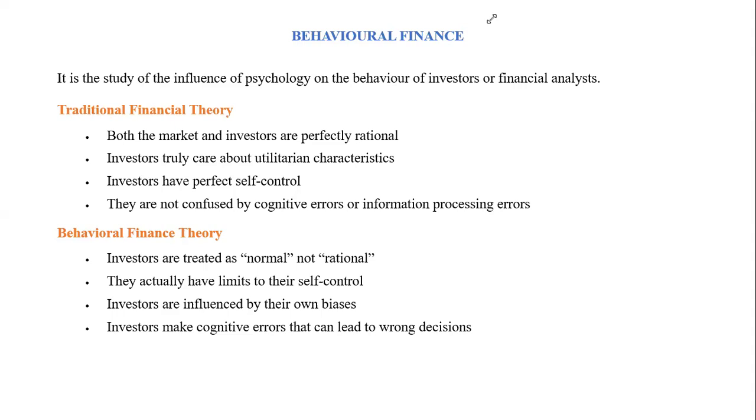And behavioral finance is saying that we actually have limits to our self-control. Every one of us has limits to our self-control. No matter how good you are, no matter how quiet you are, no matter how educated you are, we have limits to our self-control. Okay? Then the next one is investors are influenced by their own biases. As we go along, we learn some of the biases, and these biases do influence us. Then investors make cognitive errors that can lead to wrong decisions or information processing errors.